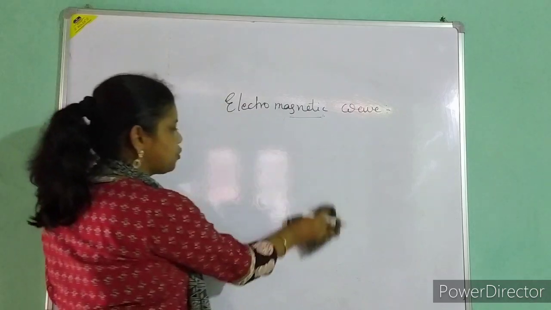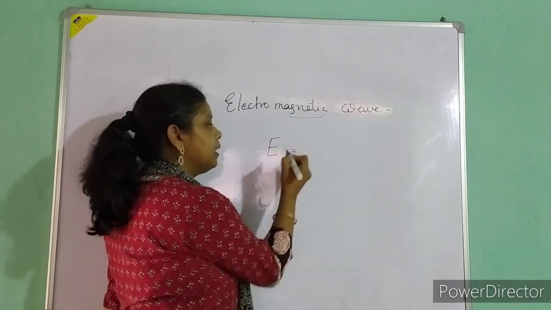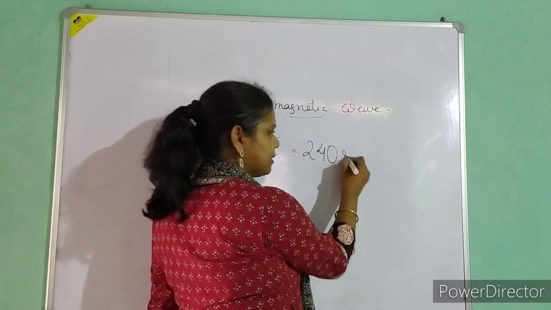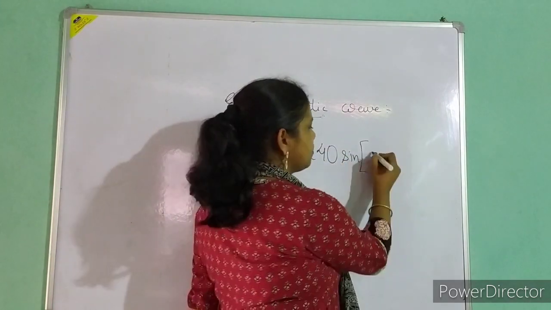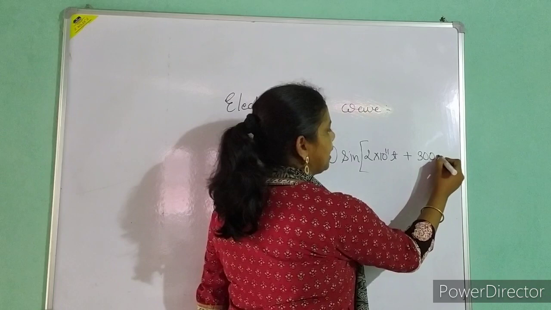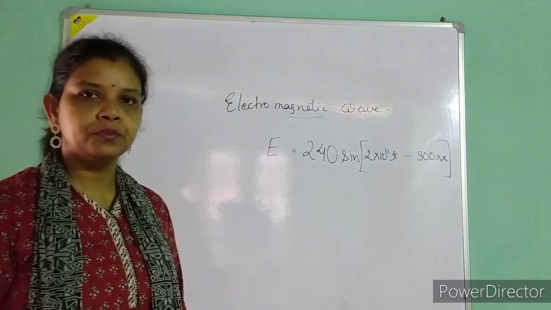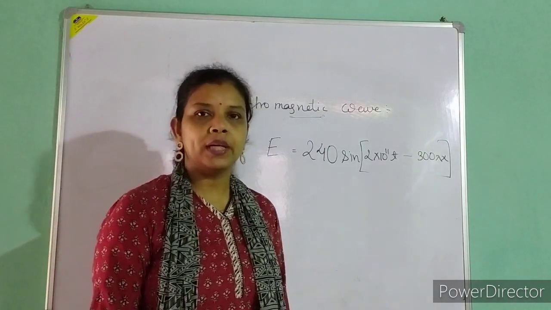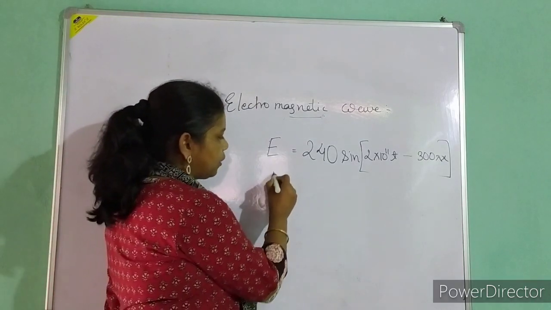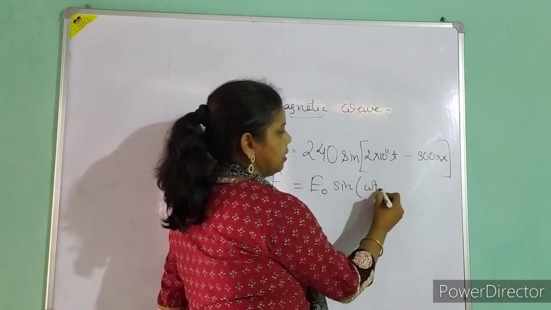Now, if I ask you to solve, how to solve it? Suppose I have given an example. I just now said that there is an oscillating electric field E, and it is given by, I have written 240, it's my example, sine of, suppose I have written 2 into 10 to the power 11 t plus 300 pi x. Let me write it minus so that it becomes simple. Now if I ask you what is the angular frequency or wavelength, if I write the previous original equation, it is E equals E naught sine of omega t minus kx.